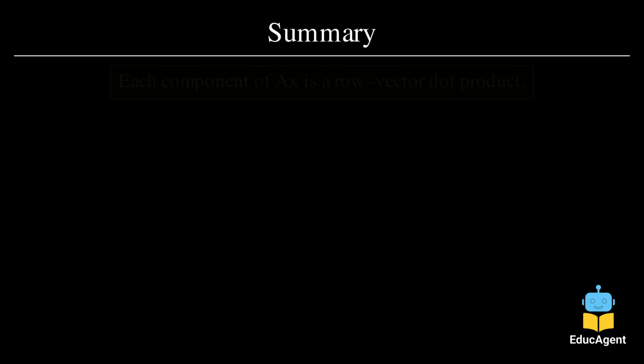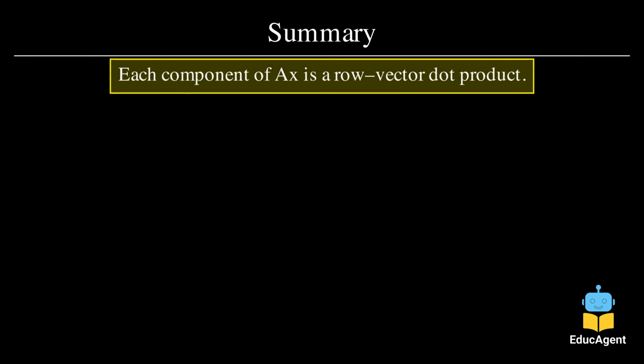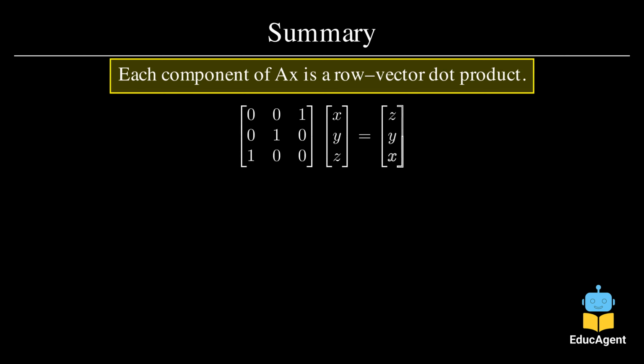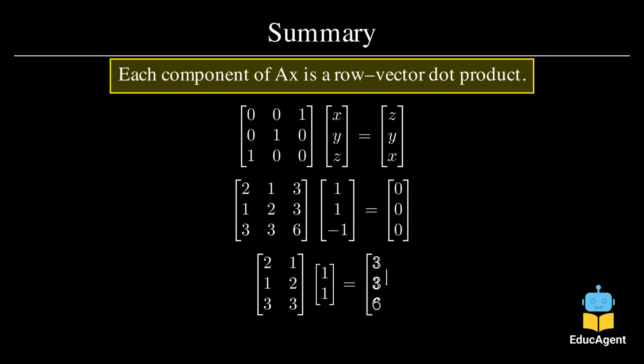Main takeaway: matrix vector multiplication is just a stack of row dot products. Product 1 reorders coordinates. XYZ maps to ZYX. Product 2 shows a non-zero vector in the null space. It maps to 0. Product 3 outputs a 3D vector, and with 1, 1, it equals the sum of the columns.